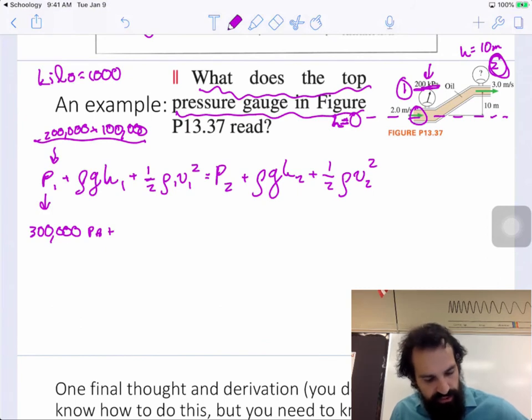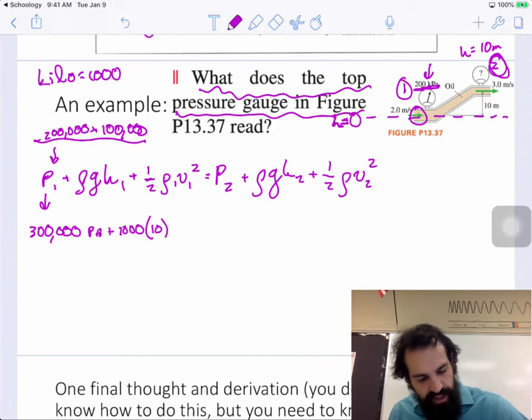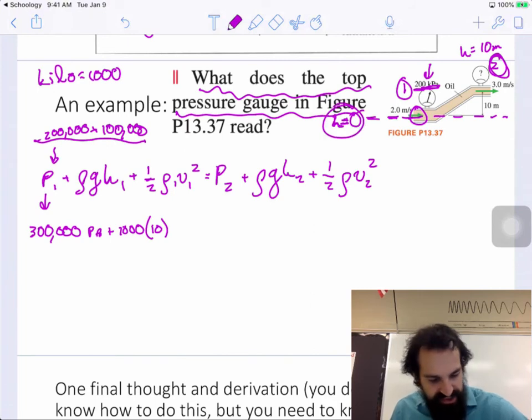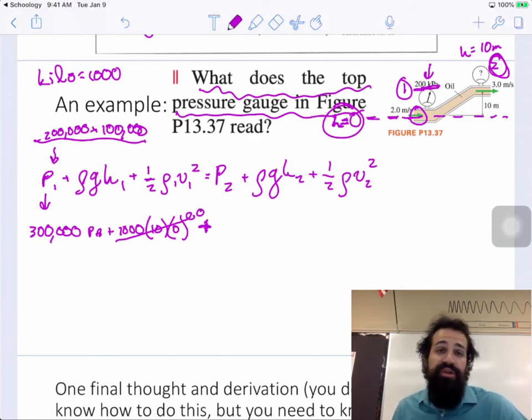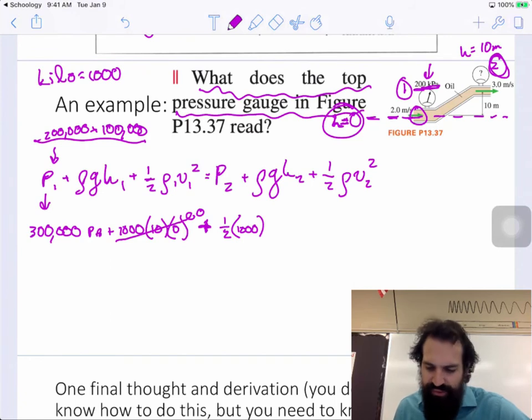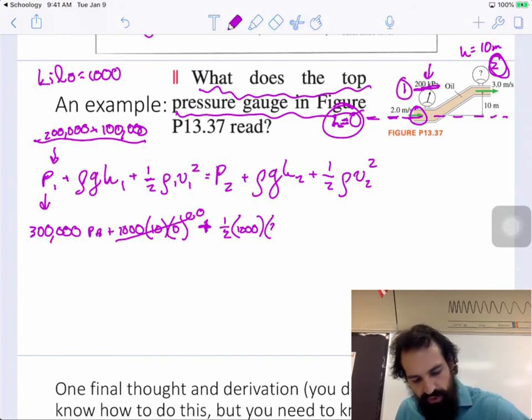plus rho, and the density is 1,000 because it's water. Gravity is 10. And the height at 1, we chose our height at 1 to be height equals 0, which means 1,000 times 10 times 0 is going to give us 0. But now we need the kinetic at position 1, 1/2 rho v squared. We know the density is 1,000. And they gave us the velocity of 2 meters per second. Don't forget that gets squared.